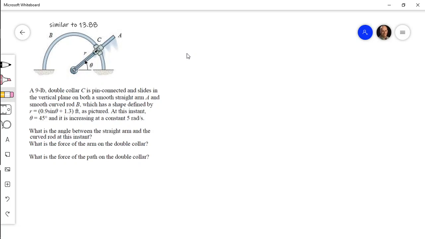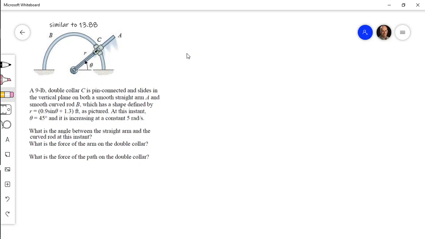Here's a problem based on 1388 on Mastering Engineering from your homework that I've modified and used in exams in the past. I'd like to show you how you can solve this. So they're asking for forces. You need a free body diagram, and they're asking for forces that act between the path in a double collar and the arm in a double collar. And so the choices are the arm, the path, or the double collar.